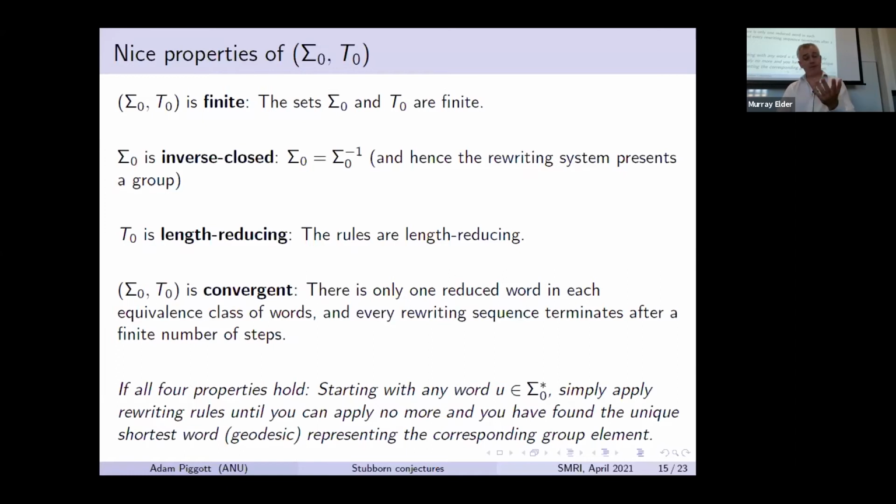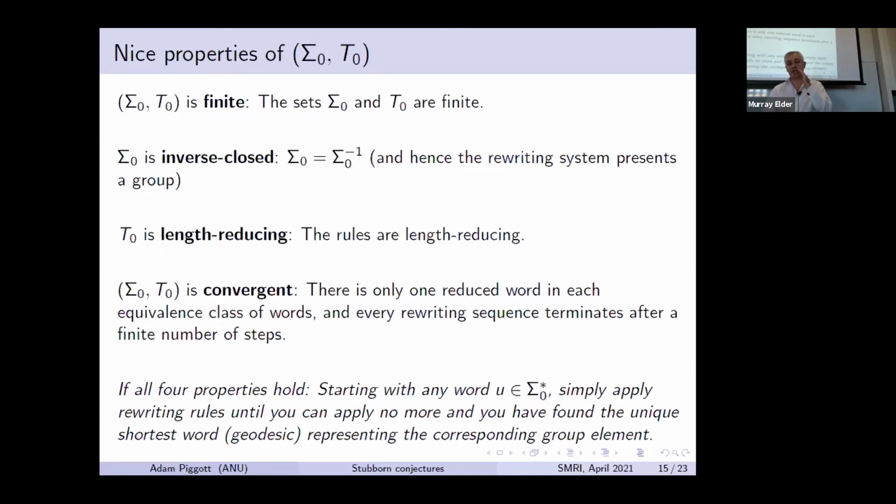But if the rewriting rules are length reducing, like we saw in that example, then one of the things we know is you can't start with a word and get stuck in some infinite sequence of rewriting and rewriting and rewriting, because you're always reducing the lengths of words. So eventually you're going to run out of letters if you don't stop. So we like length reducing, and then we also like convergent. So your rewriting system is convergent if there's only one reduced word, that's a word to which you can't apply any more rules, in each equivalence class of words. And every rewriting system terminates after a finite number of steps.